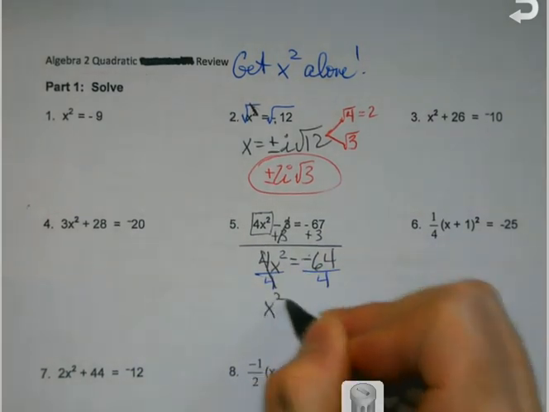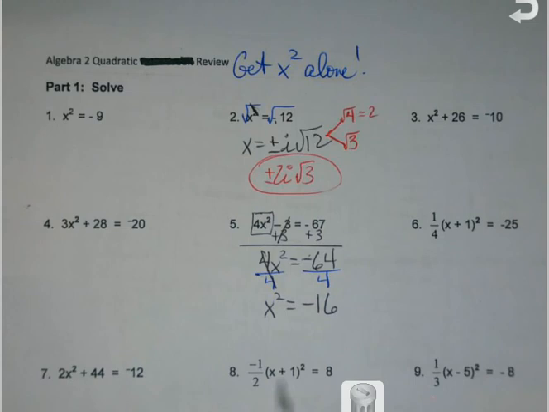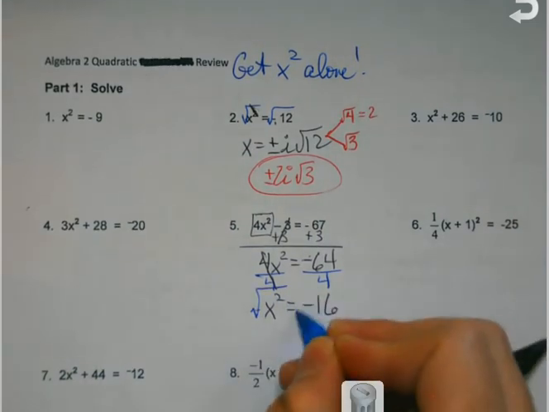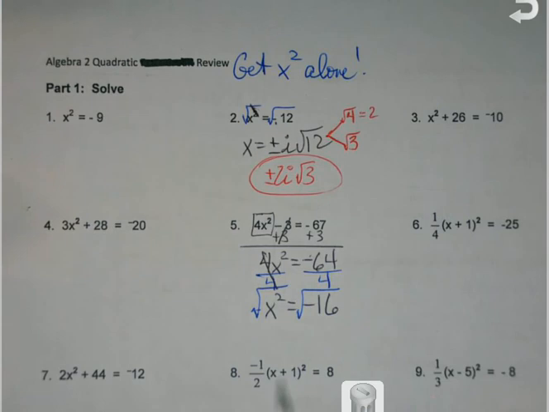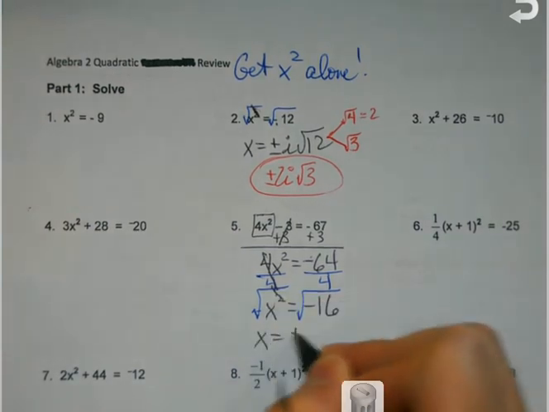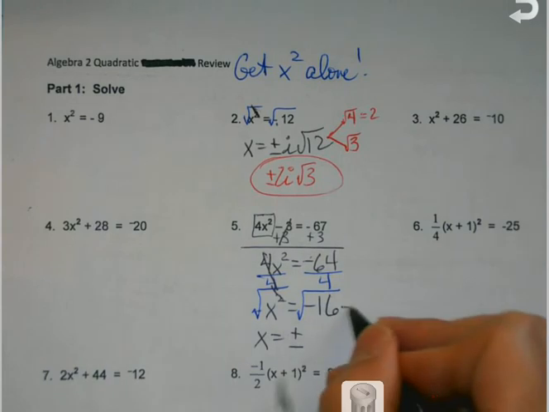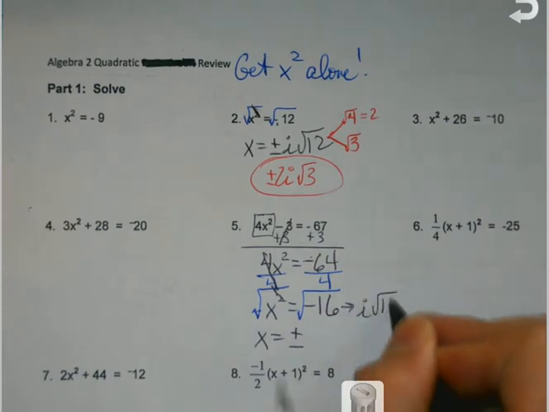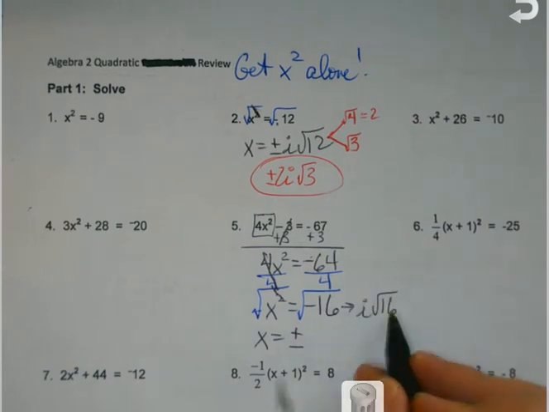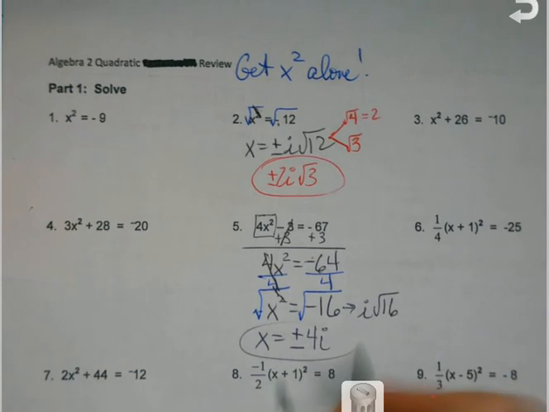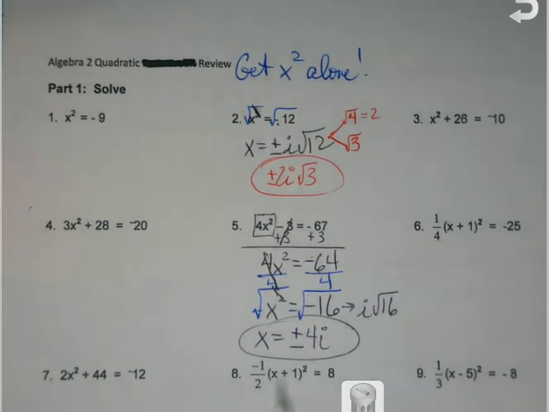Once that x squared is alone, now I can take the square root. Now I get my plus minus. And I'd pull out the i right away, but then I look and I'm like, oh, square root of 16 is 4, so just 4i. Not the square root of 4i, okay, just 4i. And you're like, okay, that might not be too terribly awful.